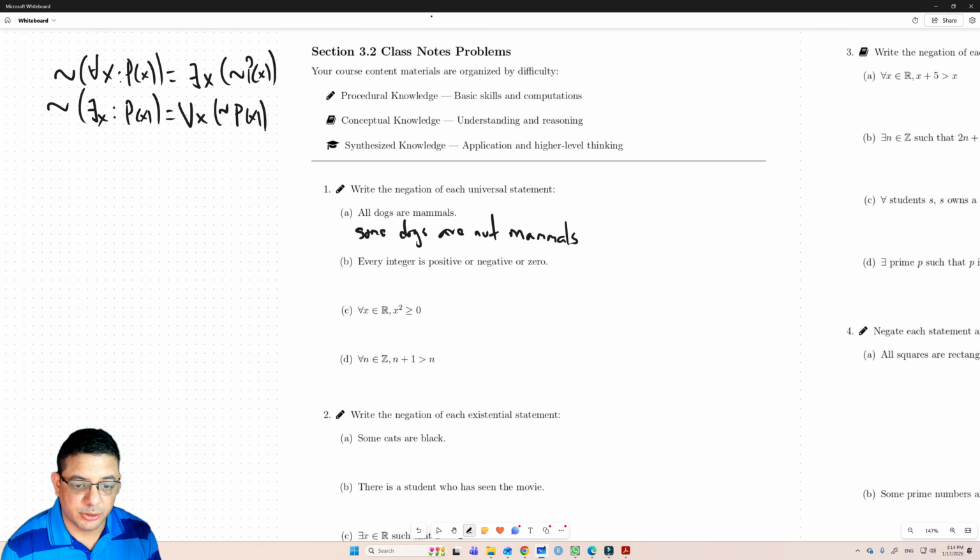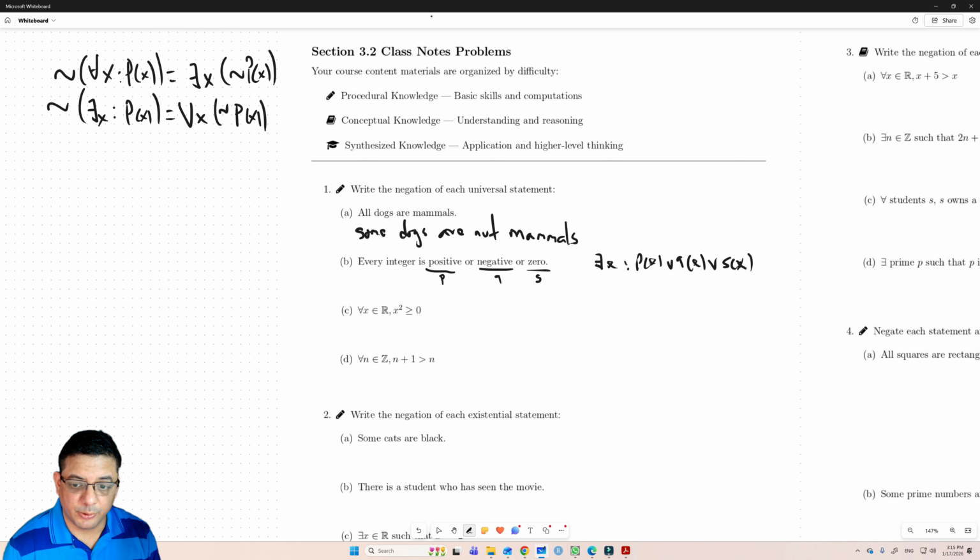Here we're saying every integer is positive or negative or zero. Notice that we're negating a statement with various ors. So positive is P, negative is Q, and zero, I'm going to call it S. So I'm writing pretty much something of the form for all x so that P of x or Q of x or S of x. This is the type of statement that we're negating right now. So we're going to negate now.